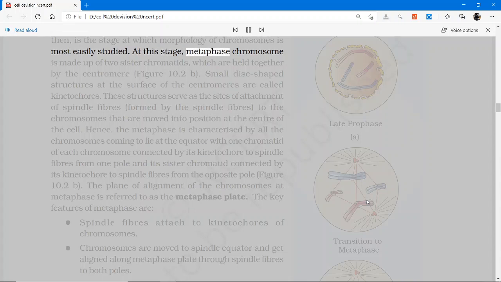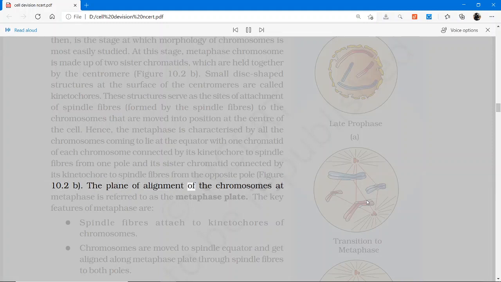At this stage, metaphase chromosome is made up of 2 sister chromatids, which are held together by the centromere, figure 10.2b. Small disc-shaped structures at the surface of the centromeres are called kinetochores. These structures serve as the sites of attachment of spindle fibers to the chromosomes that are moved into position at the center of the cell. Hence, the metaphase is characterized by all the chromosomes coming to lie at the equator with 1 chromatid of each chromosome connected by its kinetochore to spindle fibers from one pole and its sister chromatid connected by its kinetochore to spindle fibers from the opposite pole, figure 10.2b.